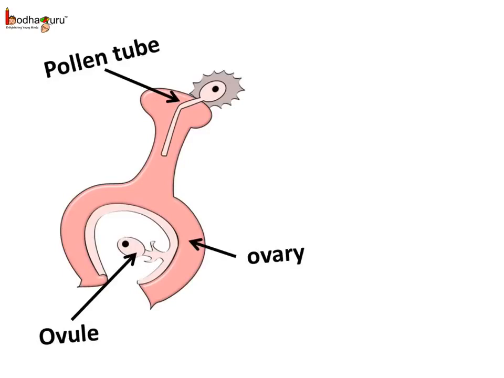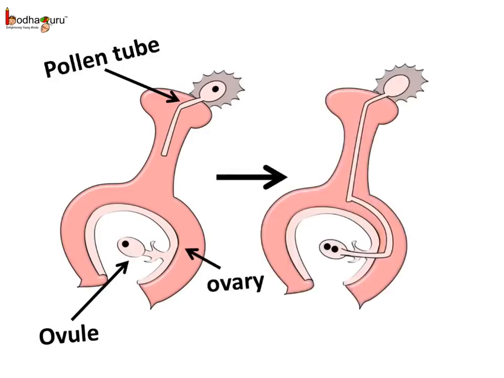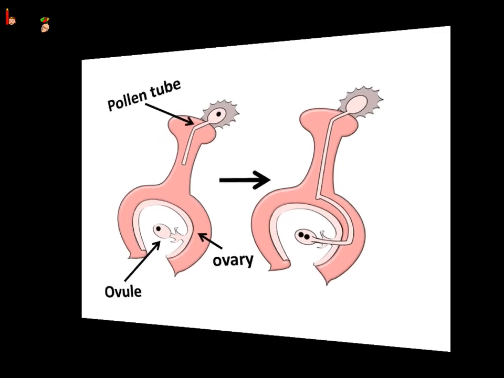A thin tube grows out of the pollen grain. The tube keeps growing, carrying the male gamete. And it grows until it reaches the ovary. The tube reaches the ovary and then it enters inside an ovule and releases the male gamete inside it. Then the male gamete and the female gamete fuse together to form zygote.